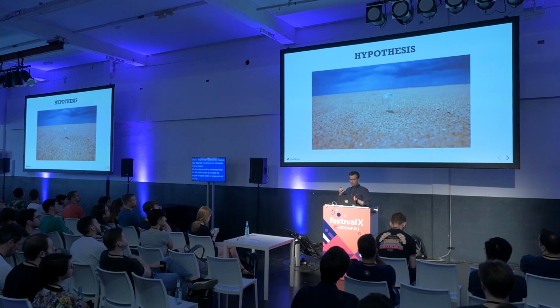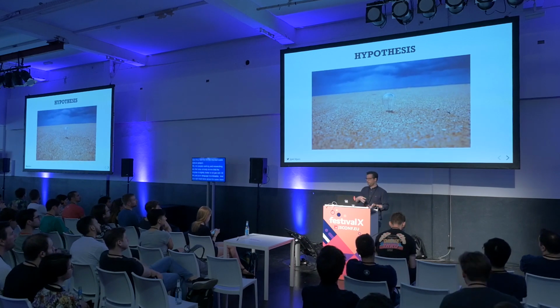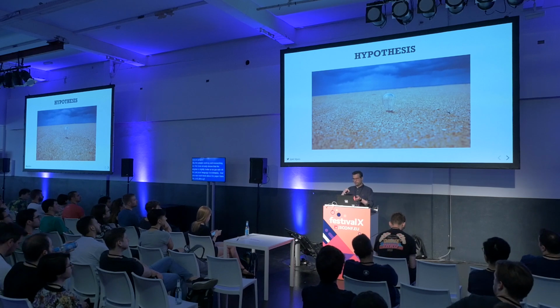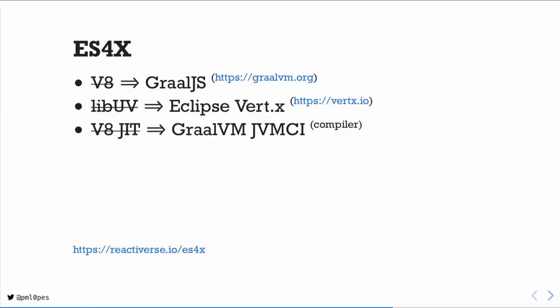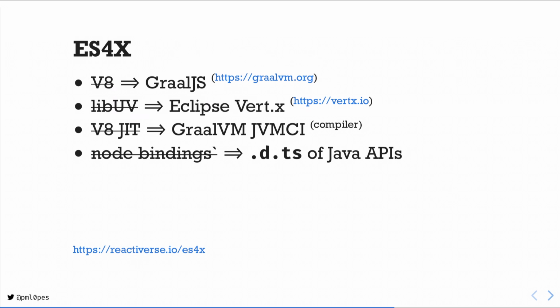Although you can even run unmodified Node applications on it, because it allows you to just replace V8 from Node, I need to formulate a hypothesis. What if we create a project that I would call ECMAScript for X that first will replace V8 with GraalJS, second will replace libuv with Eclipse Vert.x, will replace the V8 just-in-time compiler with the Graal compiler, will not have Node bindings, it will just use TypeScript definitions, because this can be discarded at runtime. So the code that you don't run is the best code, because it's the fastest. You don't need to run it, of course.